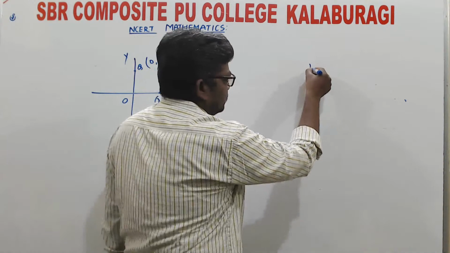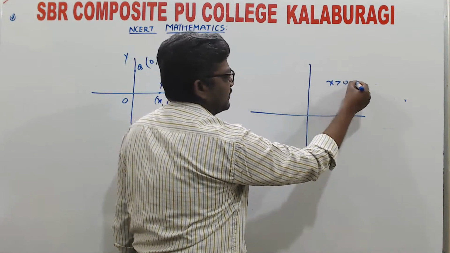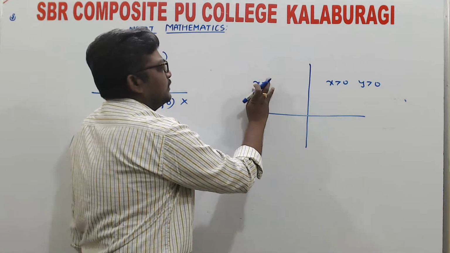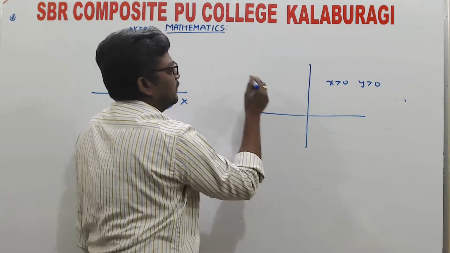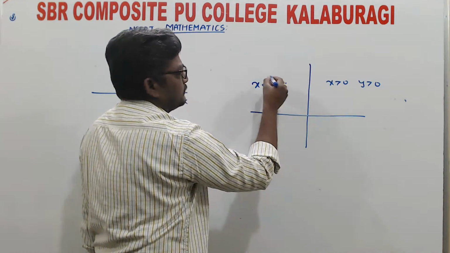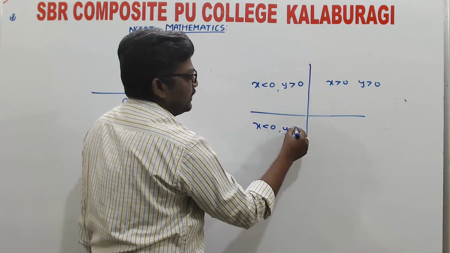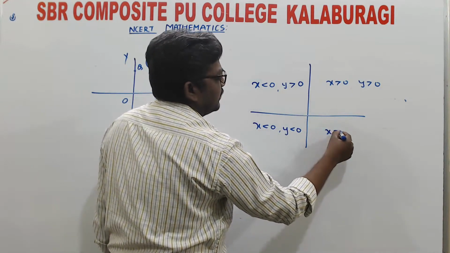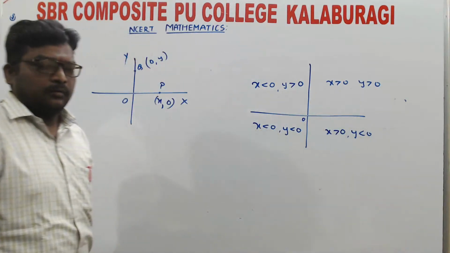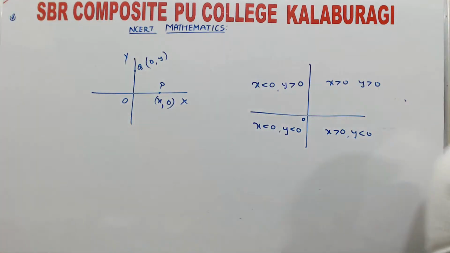And we all know that if you move anti-clockwise, here we take x greater than 0, y greater than 0. Here we take x less than 0, y greater than 0. Here we will take x less than 0, y less than 0. Here we will take x greater than 0, y less than 0. The point of intersection is O. These we have learned.